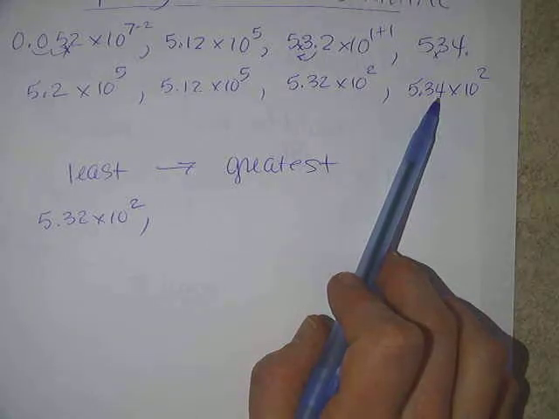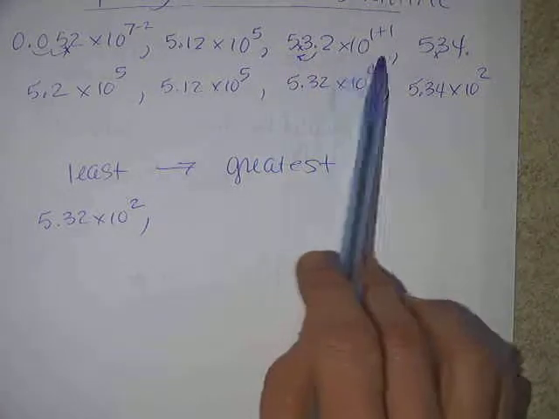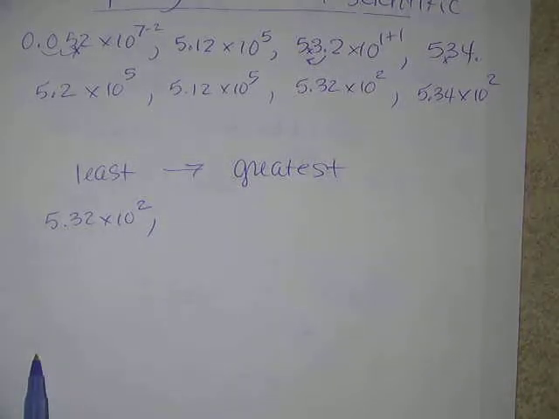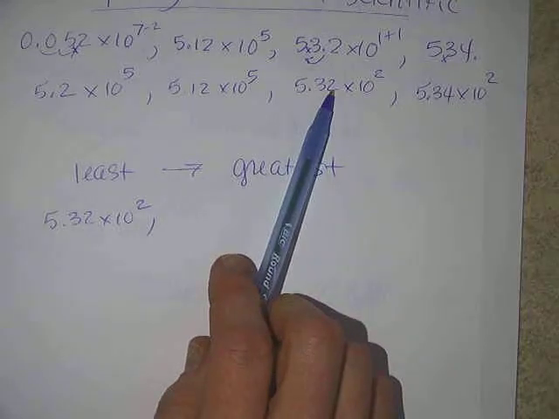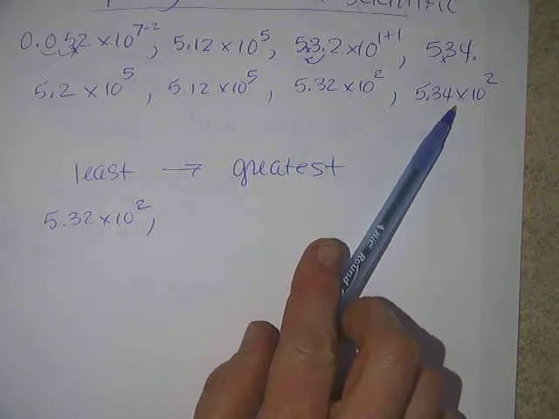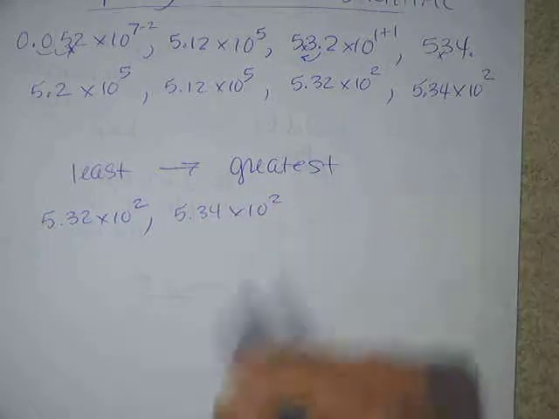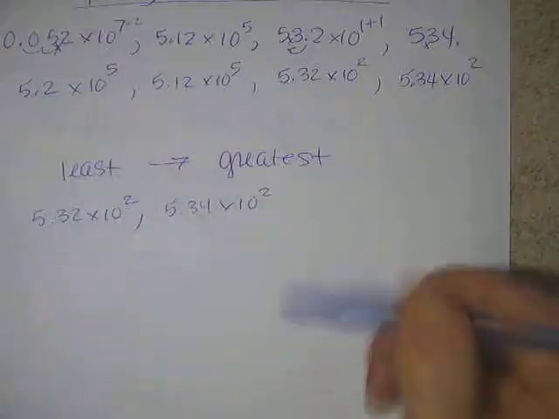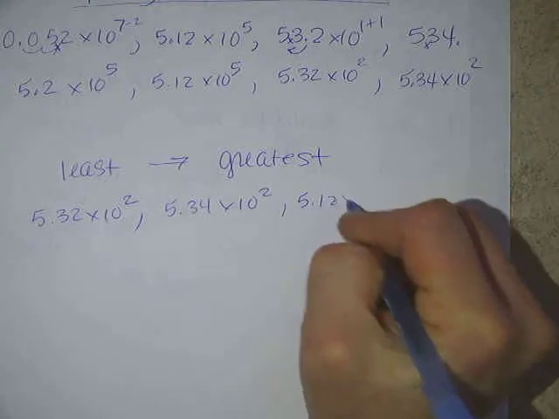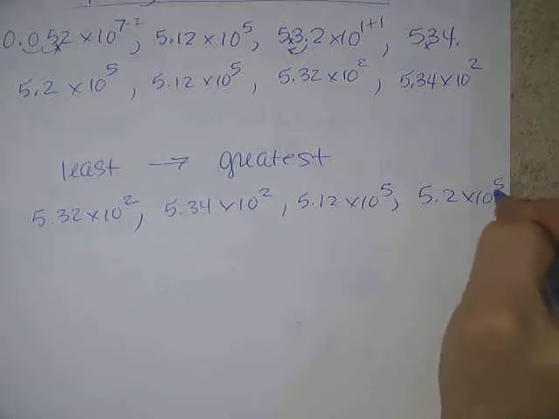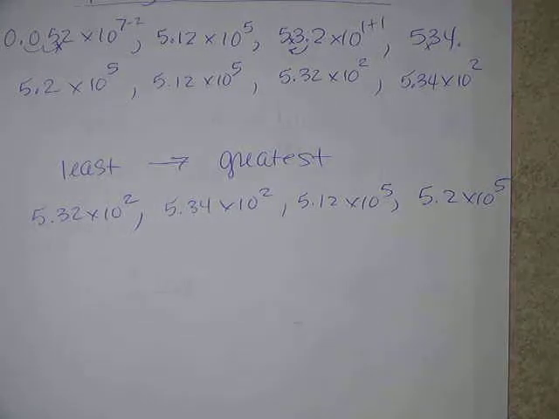So when we put them in the line, don't we have to put, instead of 5.32 times 10 to the second power, don't you put 53.2 times 10? Yeah, you might want to change it to that. I'm not sure how they're going to put the answers, but basically this one is going to be first, then that one, right? Then 5.12 times 10 to the negative, then 5.2 times. Right.